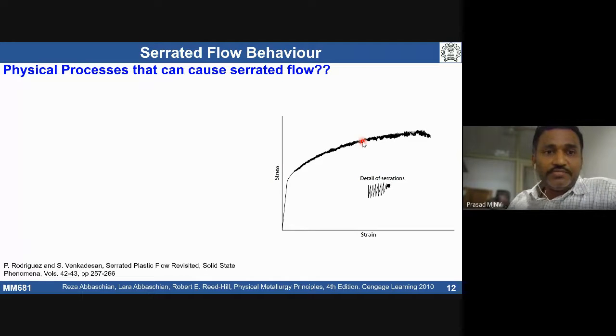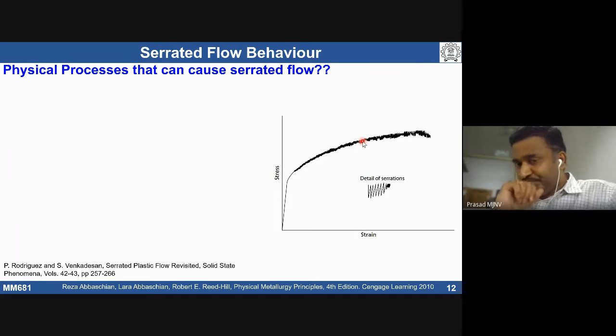Can anybody give some examples of where you see serrations in stress strain curves? This is one example I already gave: dynamic strain aging can give some serrations in the stress strain curve. Are there any other cases which can cause serrated flow behavior?